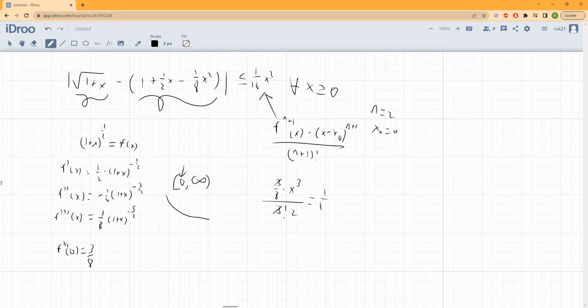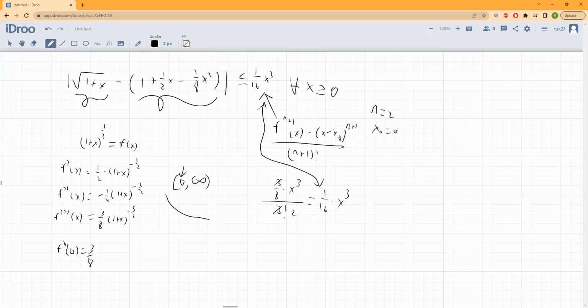So that is equal to 1/16 times x cubed. And look at that. It's like magic. It matches up with what we did. And that proves that the error bound is always going to be smaller or equal to 1/16 times x cubed.